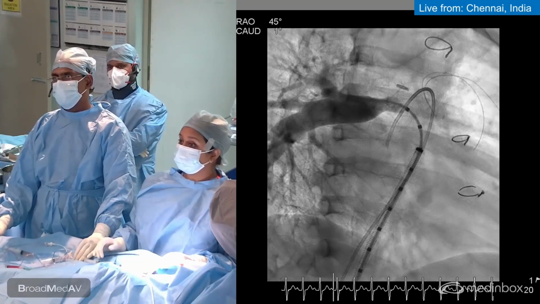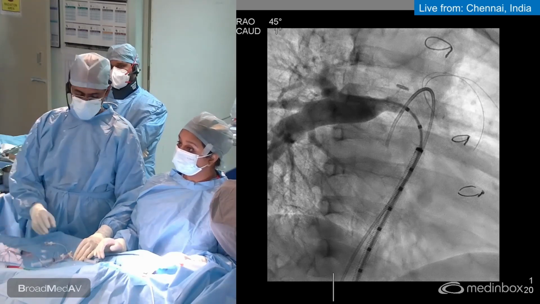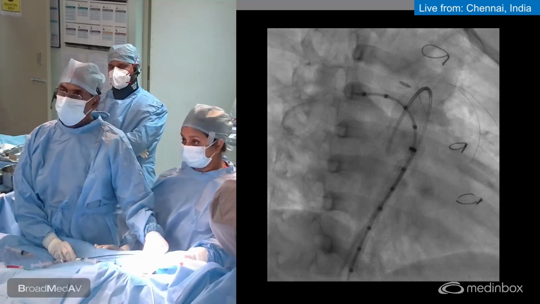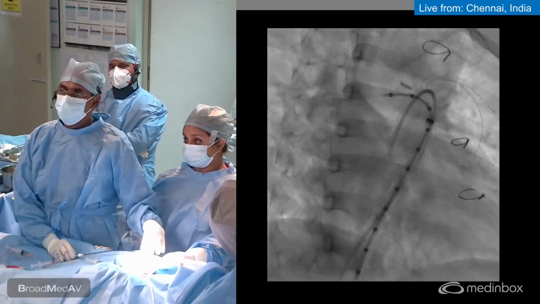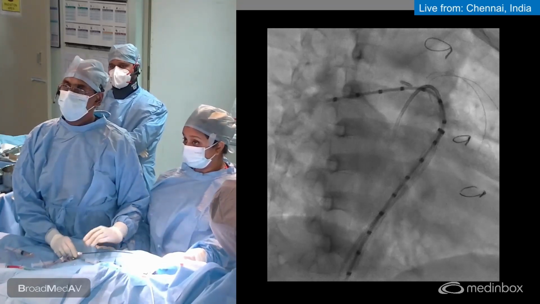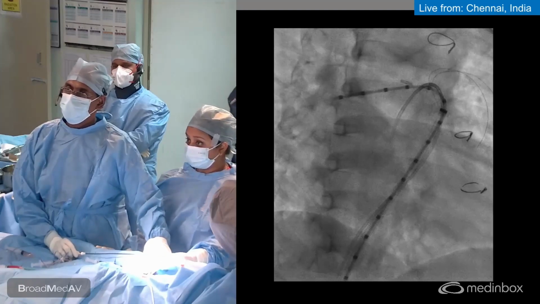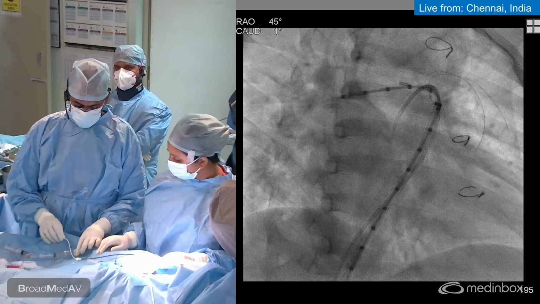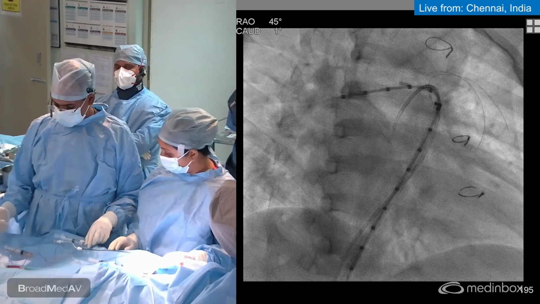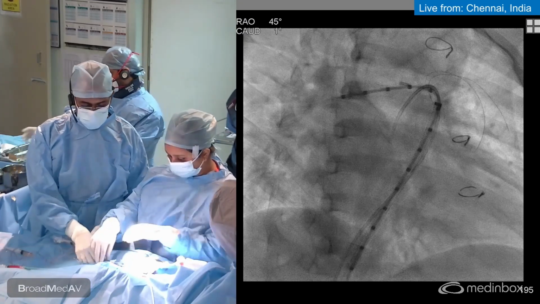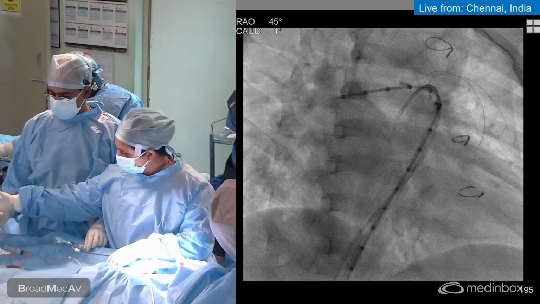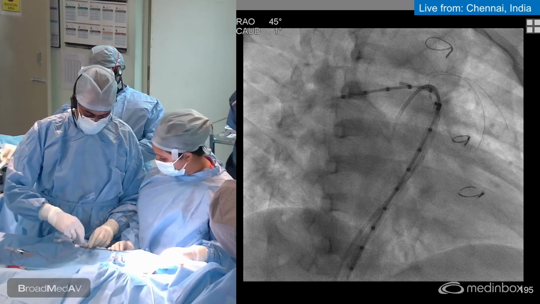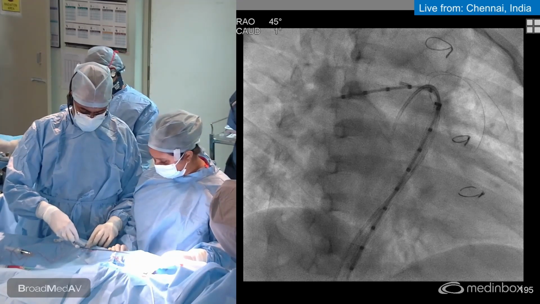Freeze the image and show the narrowing. Yeah, so that's the narrowing. I'm going to advance the catheter into the right pulmonary artery, advance my sheath, and make an angiogram here through the sheath with my hand, so that I get an angiogram of the entire right pulmonary artery.